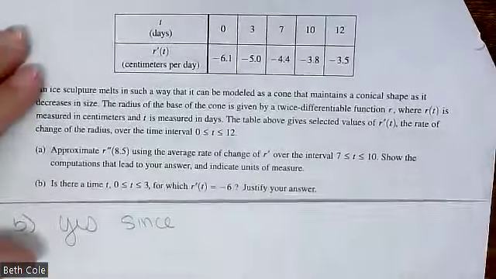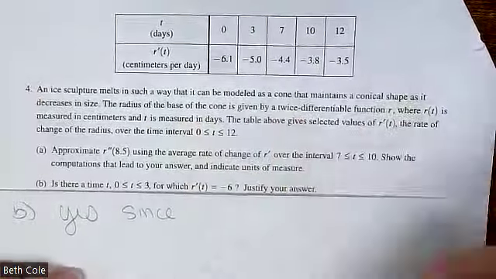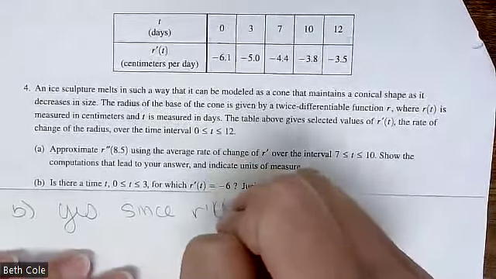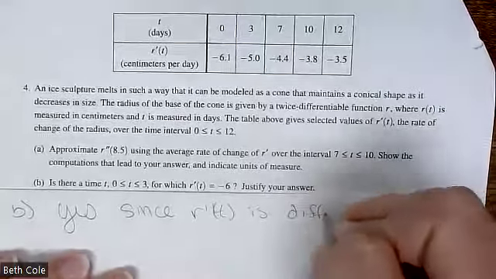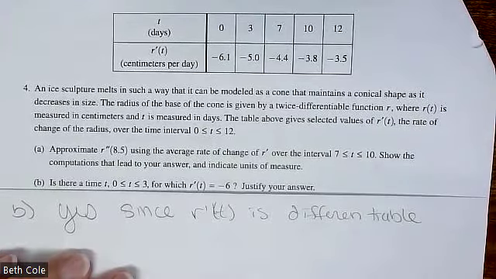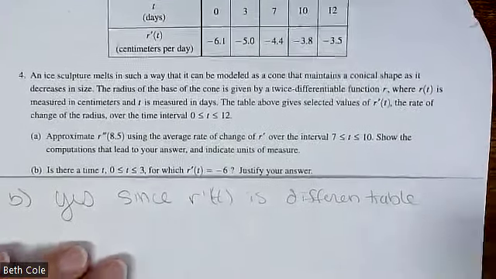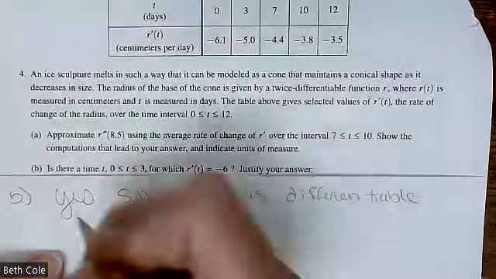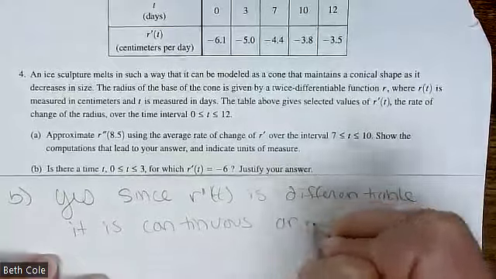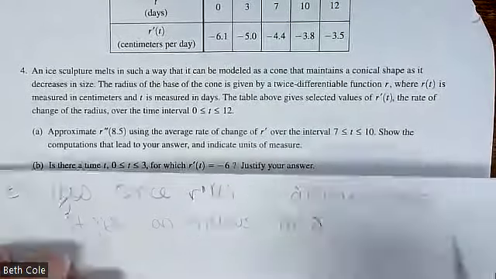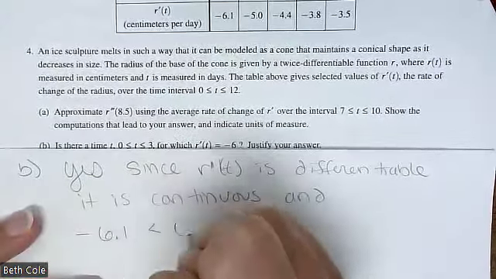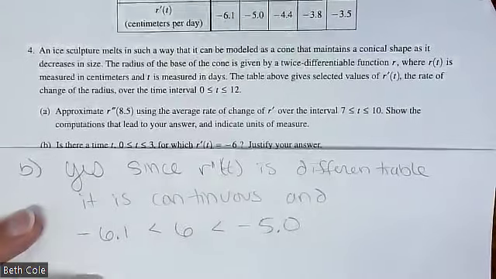Since, oh, does it say differentiable? This is usually what they do. But yep. So since R prime is differentiable, let's practice writing out the whole word because I don't think they'll take diff. I let you do that, but I don't think they're going to. Since R prime is differentiable, it is continuous. And then you have to say in some capacity that -6 is between these other two values. This is the simplest way to do it.